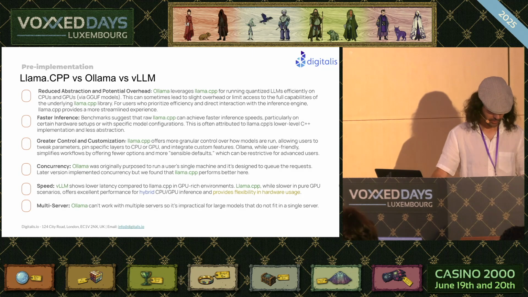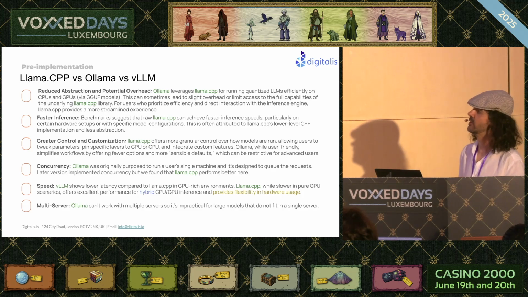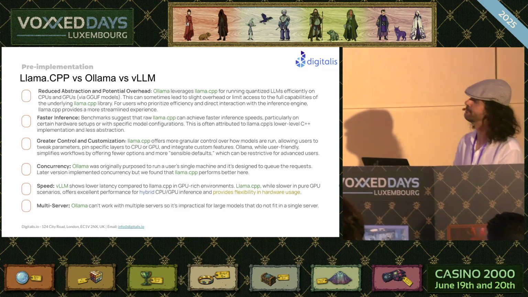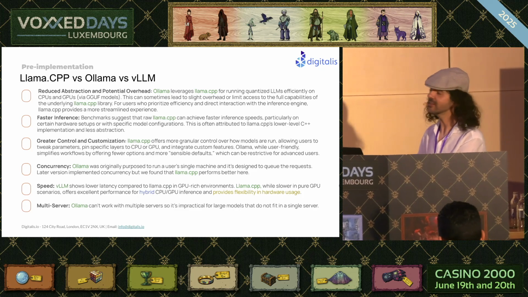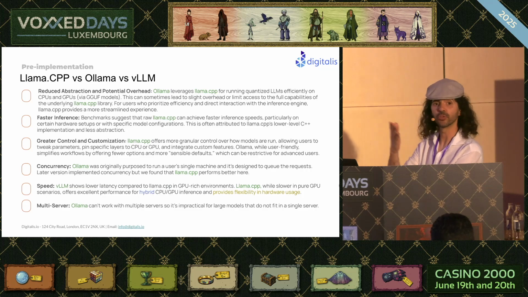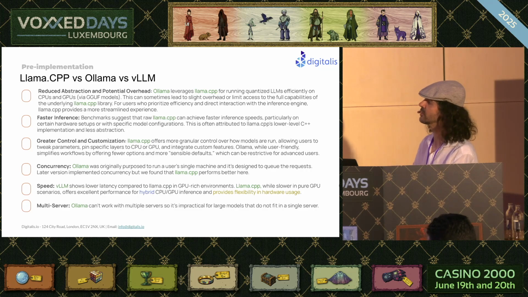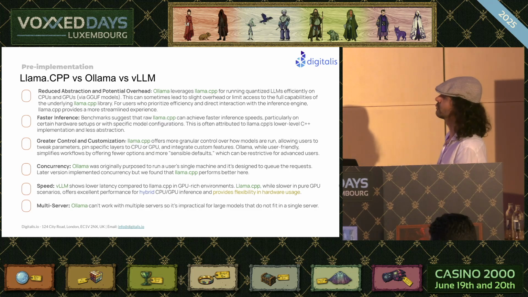The next thing is to select the software to use between Llama.cpp or Ollama and vLLM. Ollama is the first one you can discard quite easily. The issue is that Ollama is designed for desktop users. So it's designed for you to run on your own laptop. It's not designed for a server. It has issues with concurrency.